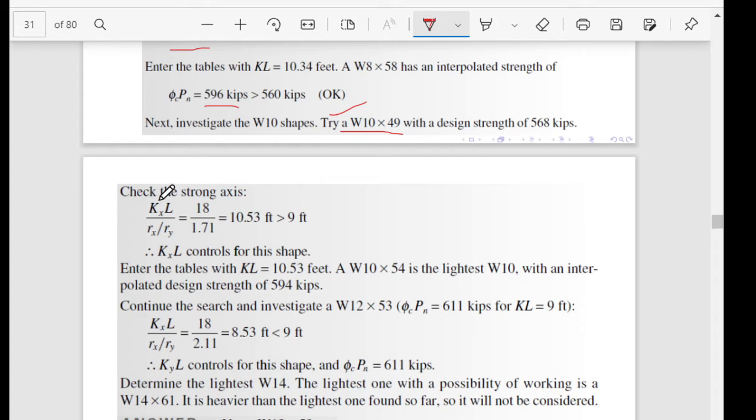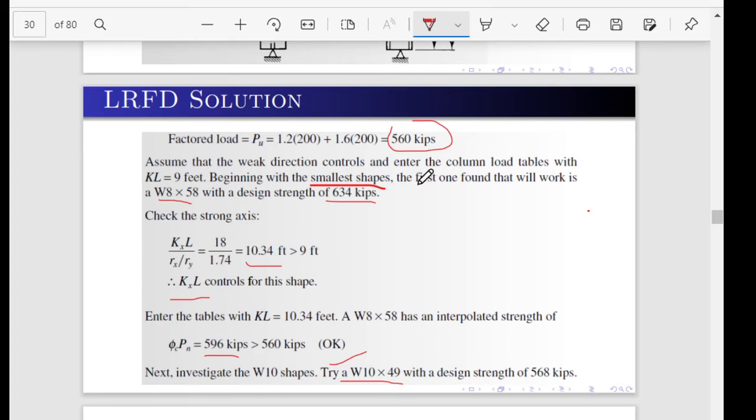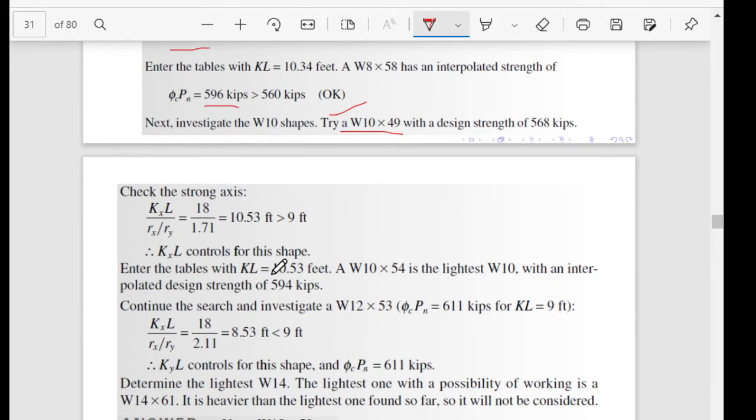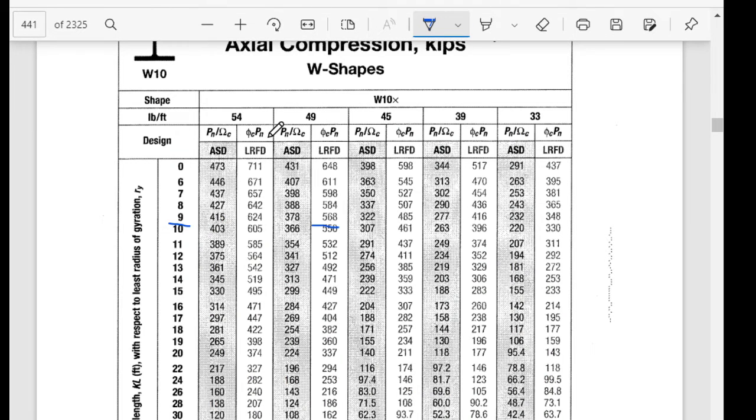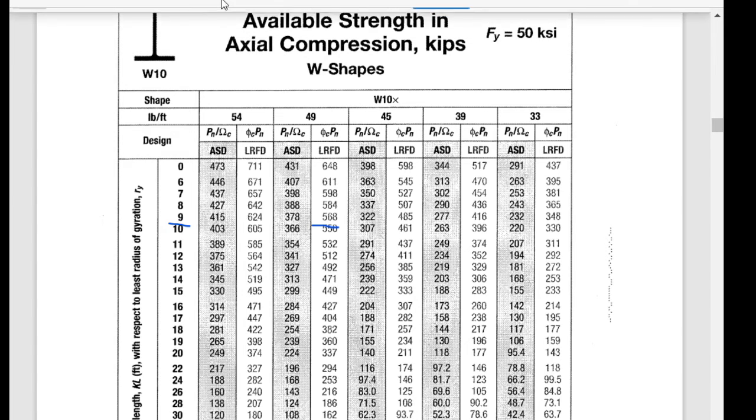Still, the strong axis, the kx or the strong direction, will govern or control in your design for this shape. Then we again enter the tables with KL equal to the newly computed KL, just 10.53. Then we see if it passes, or is greater than 560. Again, in the table, there is no exact 10.53 value. We have to interpolate. So, look at the W10 by 49. How much is it? 10.53, right?